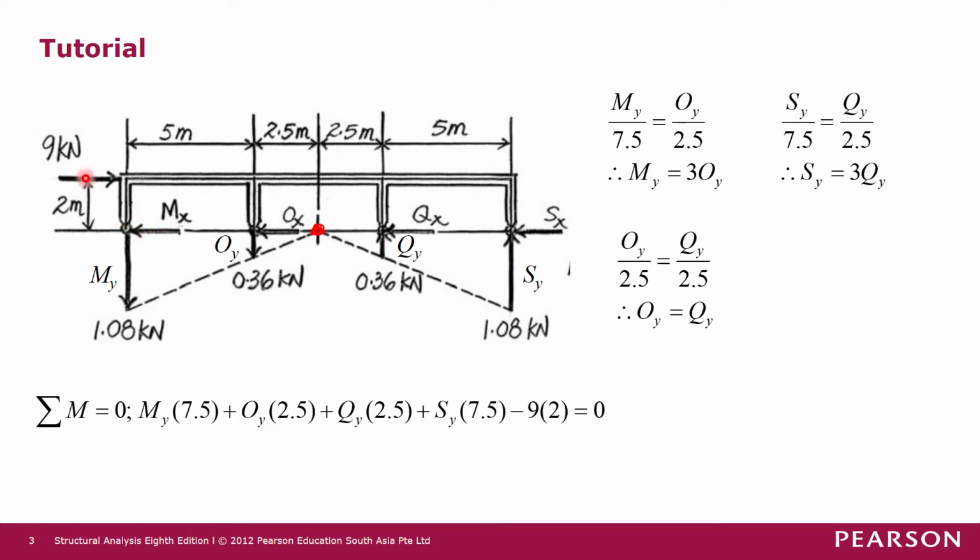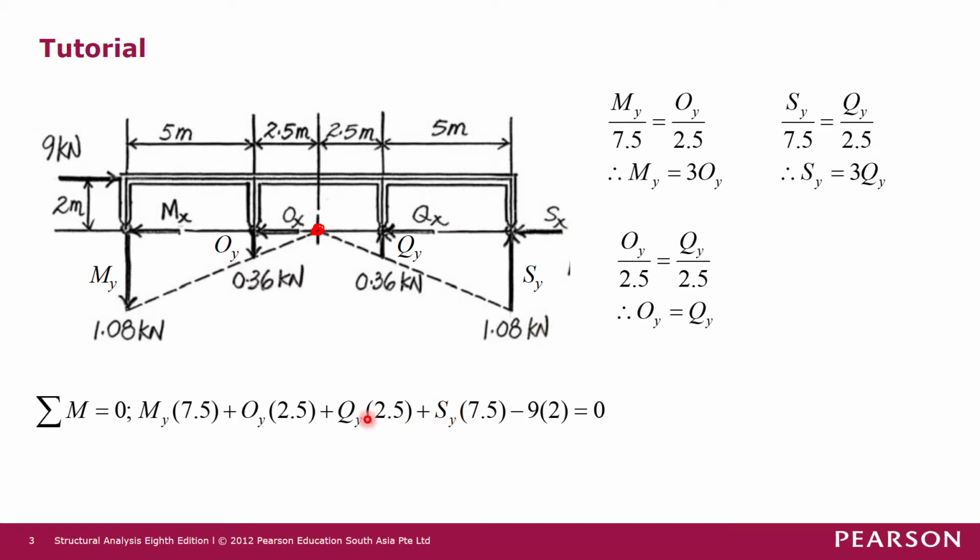And then the last force that we look at is this 9 kilonewton force with a moment arm of 2 meters, and this is creating a clockwise moment, so the clockwise moment is minus 9 times 2. There are no other forces producing moment about this point here, so we equate this to 0. Because Sx, Qx, Ox and Mx all pass through this point here, no moment is created by these horizontal components of force Mx, Ox, Qx and Sx.